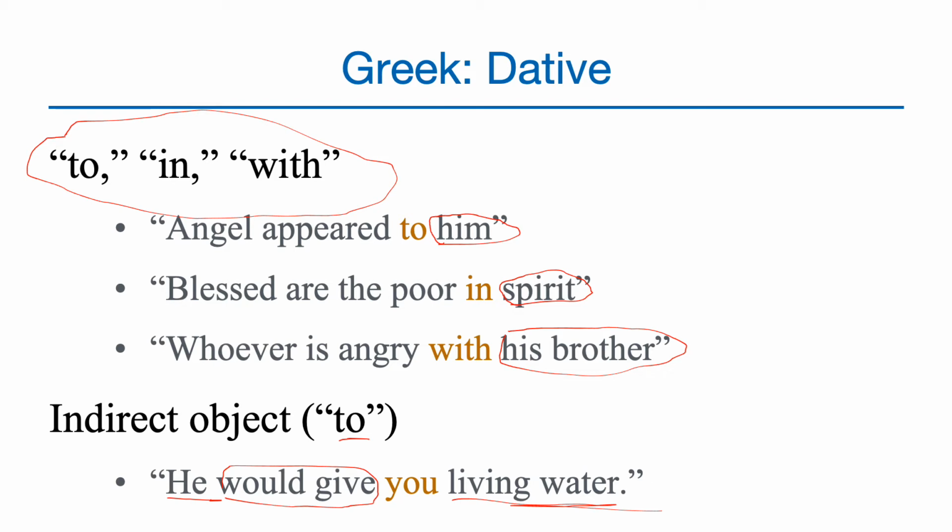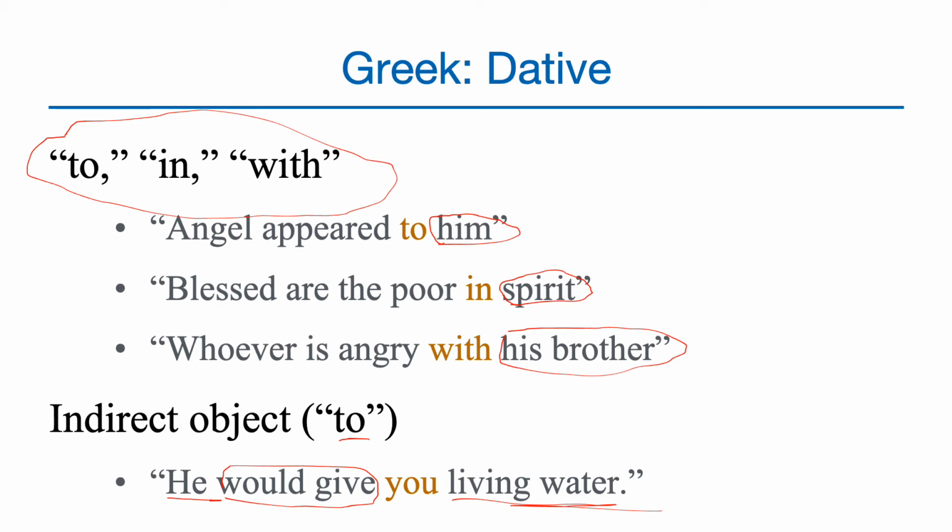For example, you can say an angel appeared to him. The to means that this word him is in the dative case. Blessed are the poor in spirit. Spirit is in the dative, so you use the keyword in to translate it. Whoever is angry with his brother. His brother is in the dative, meaning you use the word with to translate it. You will have to use context to know whether to use to, in, or with.